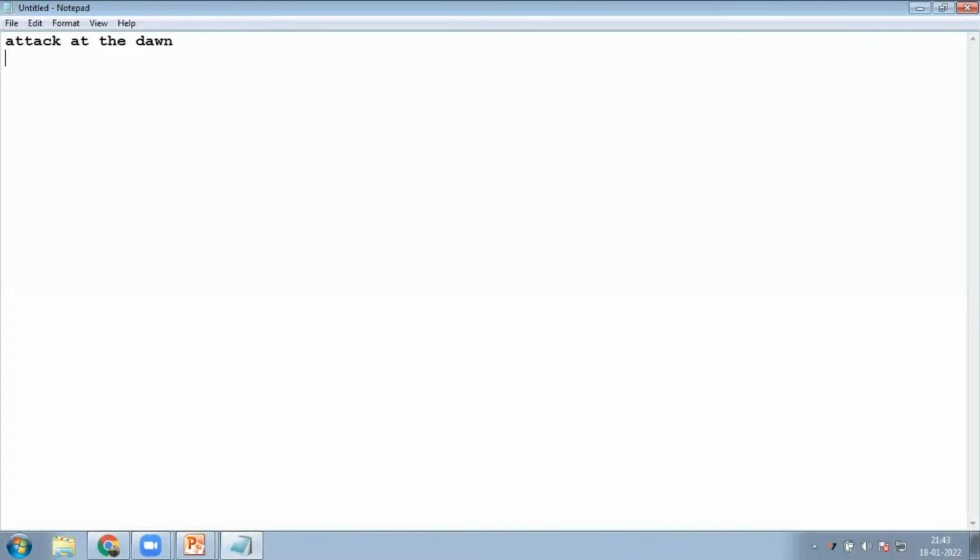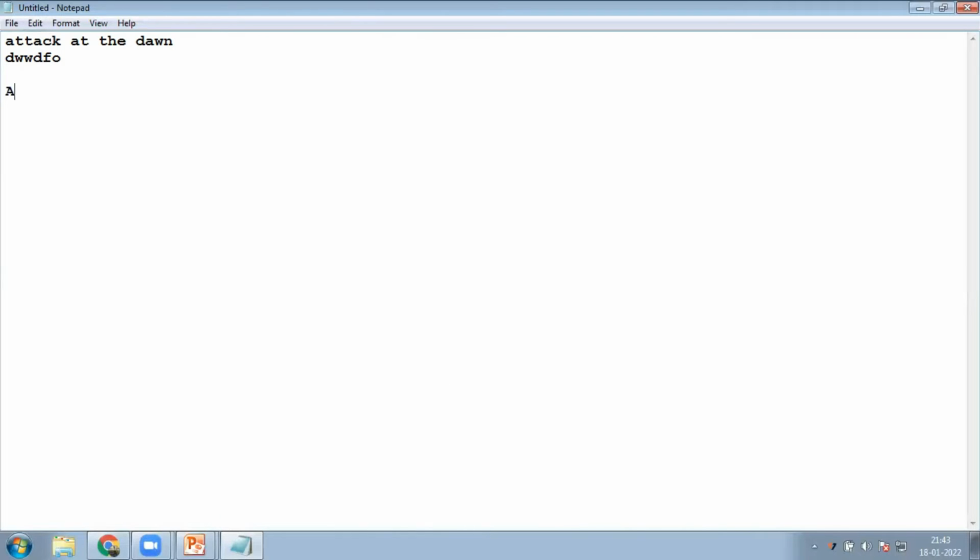So when I said "attack at the dawn", with the substitution cipher and the key of +3, A became D, and T became W, this became A again, and C becomes D, E, F, and K becomes M and O. So this is what our substitution cipher is.